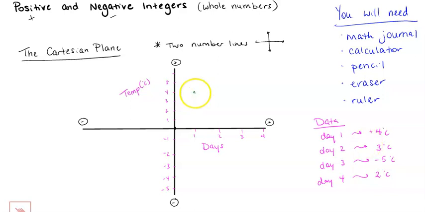And then on day 2, it dropped down to 3. On day 3, whoa, really low. I'm going to go all the way down to negative 5. And then on day 4, it bounced right up to positive 2. So you can see that I'm lining up the numbers here as best I can without graph paper, but you've got graph paper in your math journal.